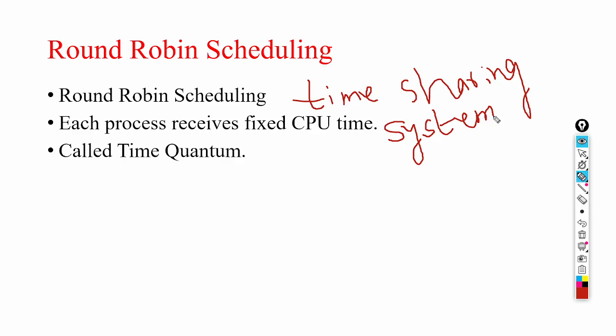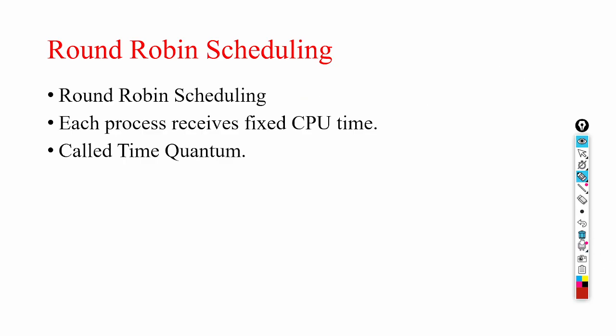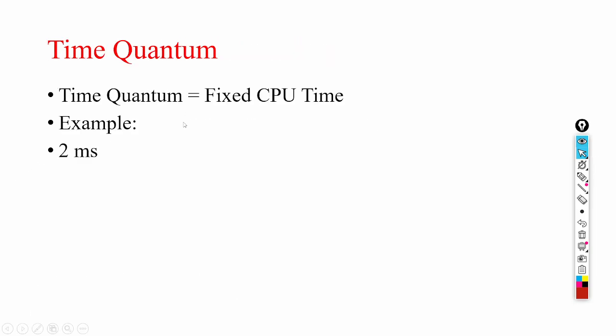What is round robin? Every process gets a small fixed amount of CPU time called a time quantum. Each and every process is given some fixed amount of CPU time, and we call that the time quantum. The time quantum is how long the processor will execute a process. For example, I am giving a fixed CPU time of 2 milliseconds.